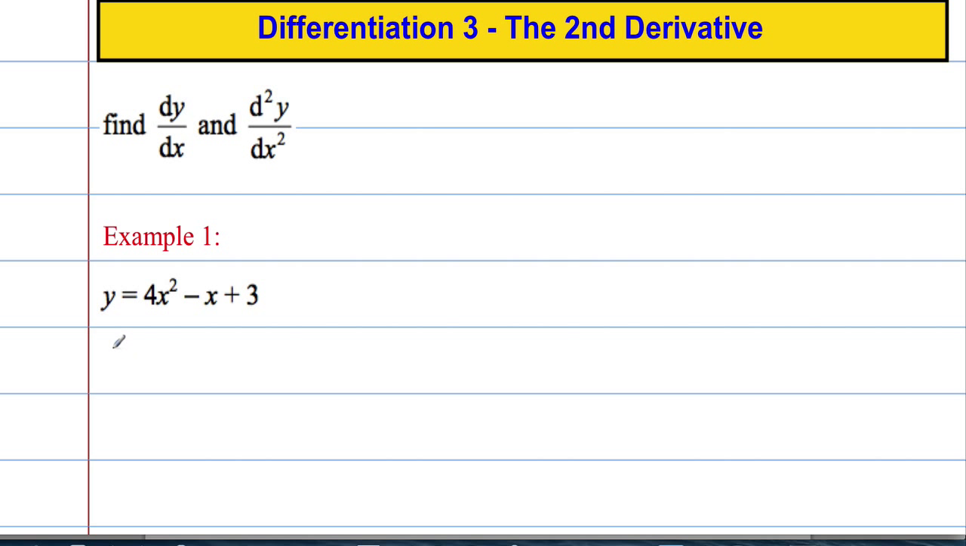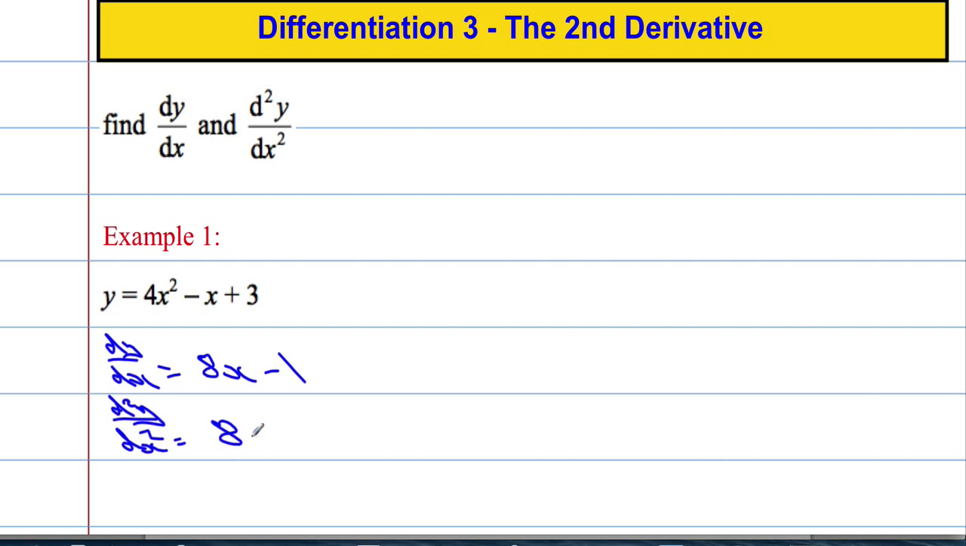So first of all I'm going to find dy by dx. Using our rules from before, power down in front multiplied by coefficient gives me 8. Reduce that power by 1. Derivative of minus x is minus 1, and derivative of a constant is 0. And then if I want d2y dx squared, we simply take the derivative of the derivative. So the derivative of 8x subtract 1: derivative of 8x is just 8, and the derivative of minus 1 is 0. So that's the second derivative.